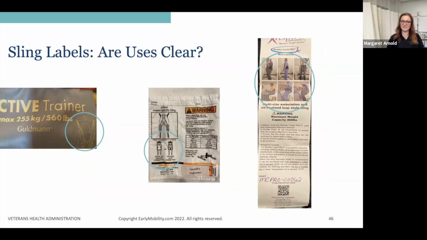Are the uses of the sling clear? This is another thing to look for in your labels. You'll see in all three of the examples provided here, the use of the sling is on the label, which helps you know exactly what that sling is used for. If you do not have this on the label, you're going to have to go to the instructions for use to make sure that everybody in your department knows every function of every harness, what it can be used for, what it is designed to be used for, and what it is not used for.